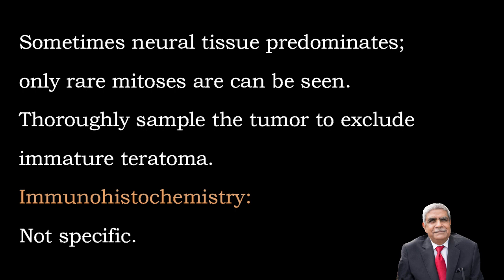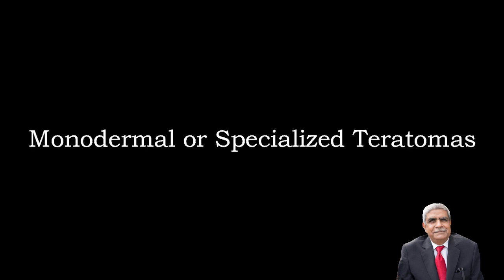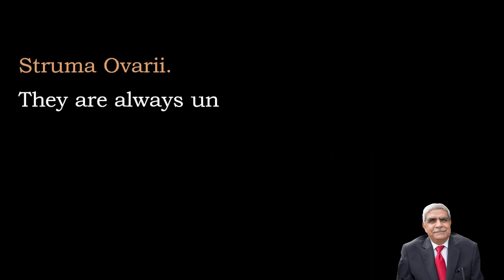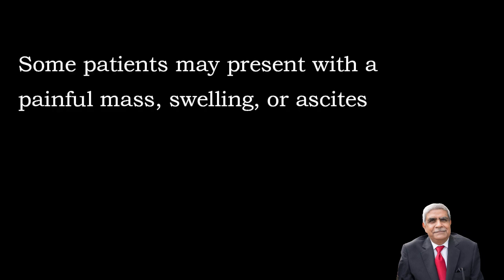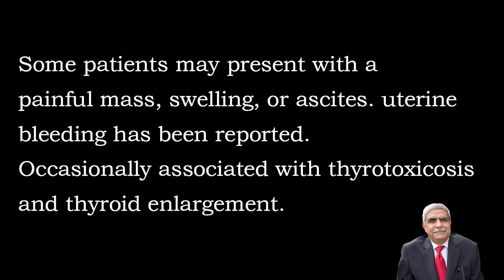Immunohistochemistry is not specific. Monodermal or specialized teratomas, struma ovarii: they are always unilateral, although a contralateral teratoma may be present. They are seen mainly in reproductive years and are usually asymptomatic. Some of these patients may present with a painful mass, swelling or ascites. Uterine bleeding has also been reported, occasionally associated with thyrotoxicosis and thyroid enlargement.